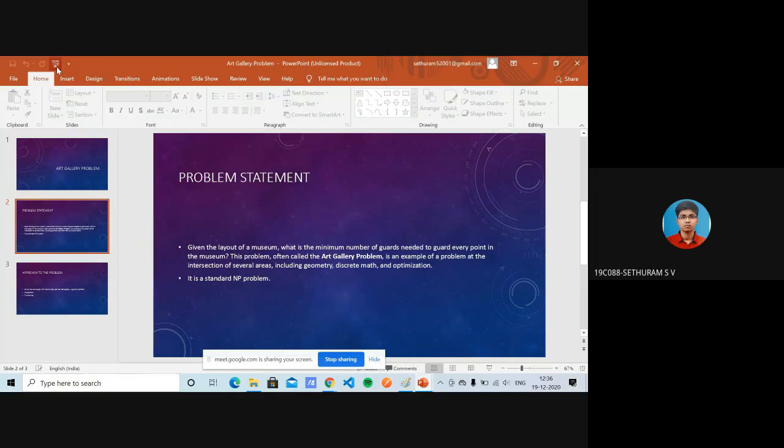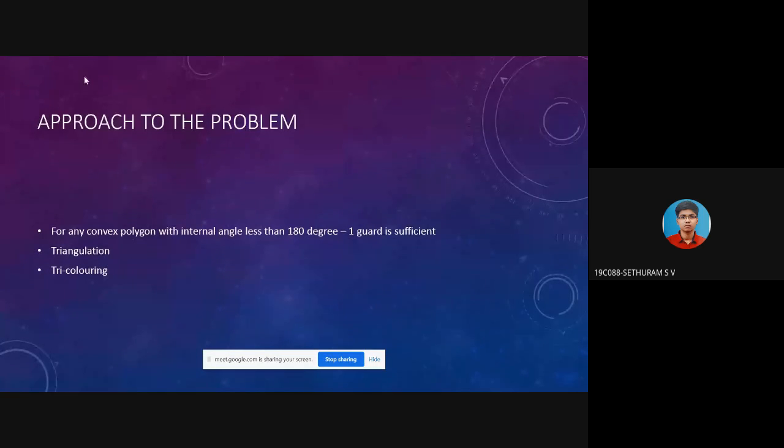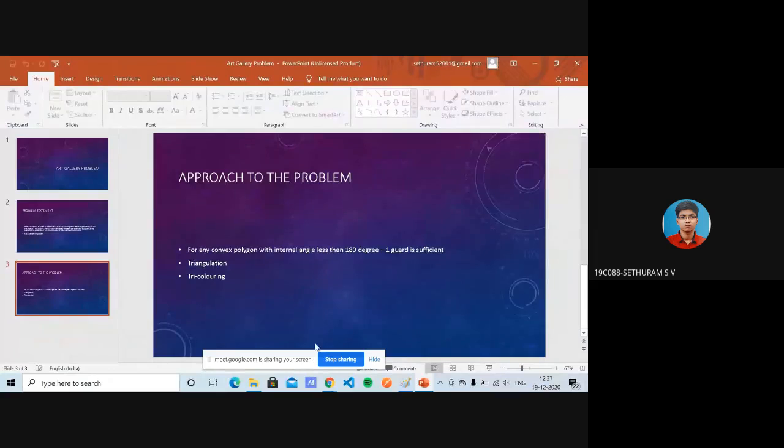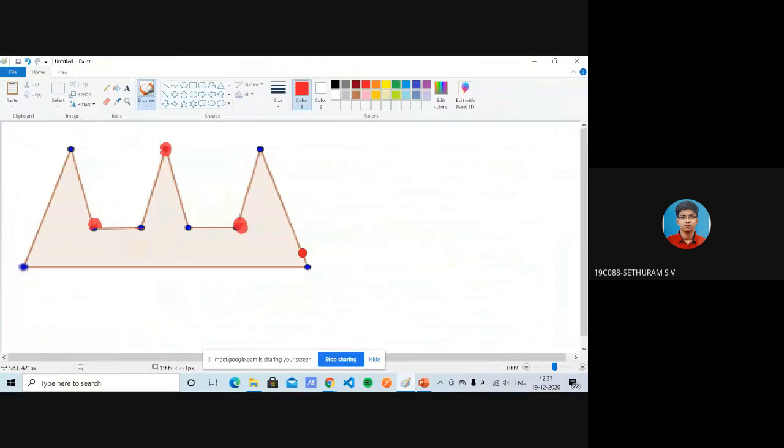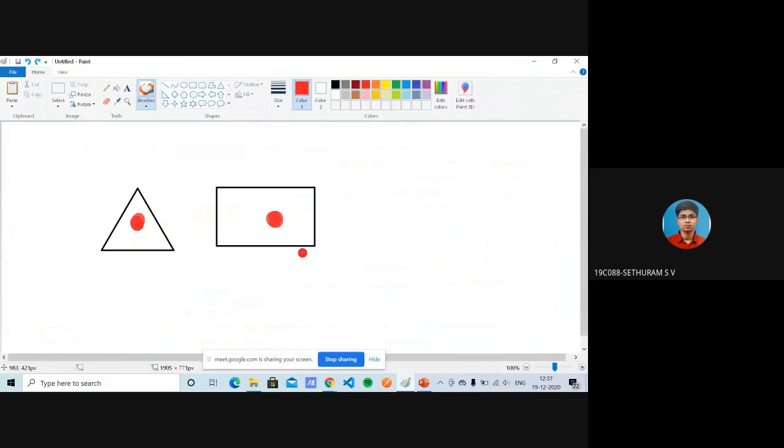Okay, let's see the approach to our problem. The first claim we are going to try to prove is that for any convex polygon, where every internal angle of the polygon must be less than 180 degrees, one guard is sufficient. As you could have noticed, the first examples which I showed you over here were two polygons which have internal angles less than 180 degrees. As you can see, the internal angles of a rectangle and a triangle are less than 180 degrees.